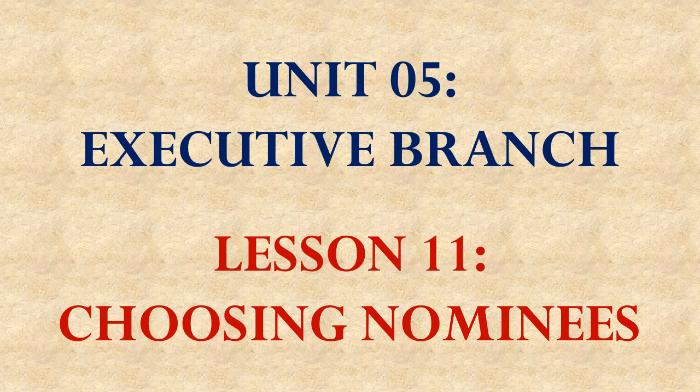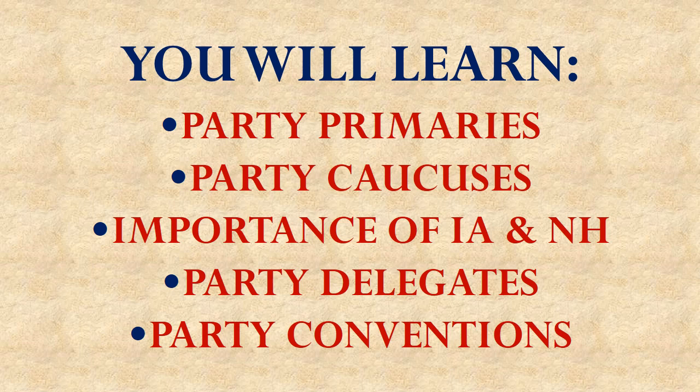This lesson is from Unit 5 about the executive branch. It's Lesson 11 about choosing the nominees for president. In this lesson, you'll learn about party primaries, party caucuses, the importance of Iowa and New Hampshire. You'll learn about party delegates and party conventions.